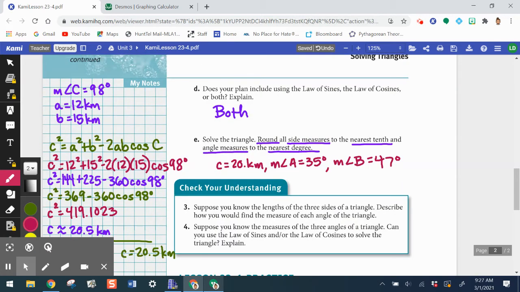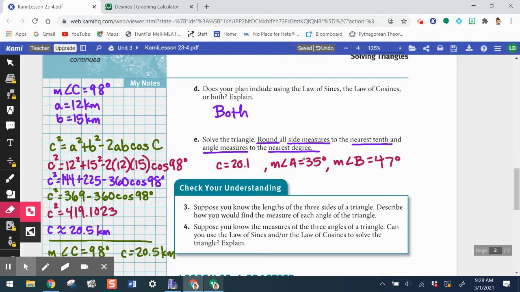So hopefully you've taken some time to solve the triangle as they say on item E. And don't forget, we were supposed to round all side measures to the nearest tenth and all angle measures to the nearest degree. In saying that, I realized when I wrote my answer here, I left off 0.5. So we should have gotten the length of C is 20.5 kilometers. That was the first side length we found, and the only side length we had to find. And then we found the measure of angle A was 35 degrees, and the measure of angle B was 47 degrees.